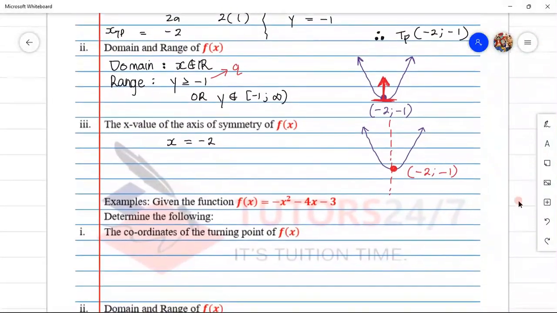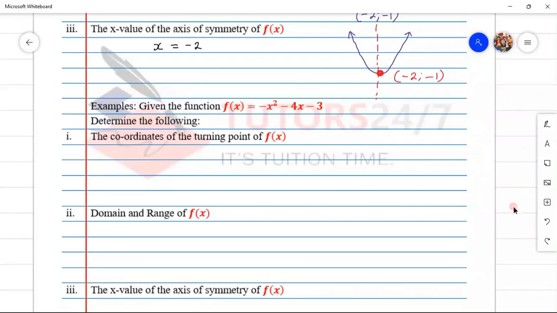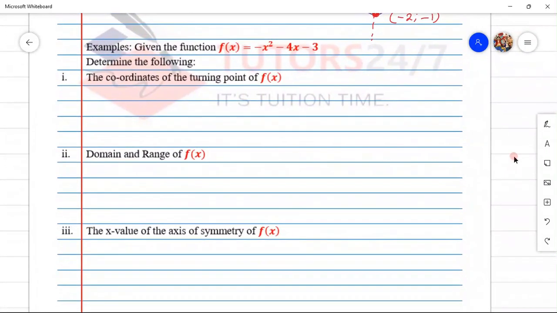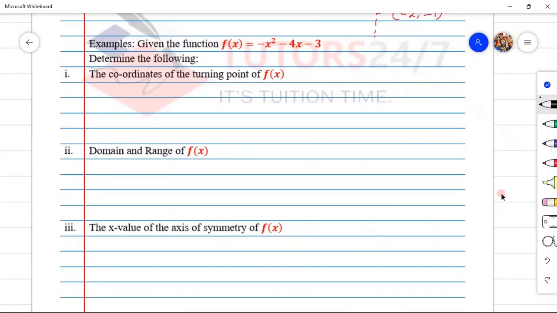Now let's do another example of the exact same questions but with a negative graph. So here we have to find the coordinates of our turning point. So we have our formula x of tp equals negative b over 2a. Now we carry over our negative sign, open a bracket so we can substitute. And we can see that our value of b, which is the coefficient of x, is negative 4.